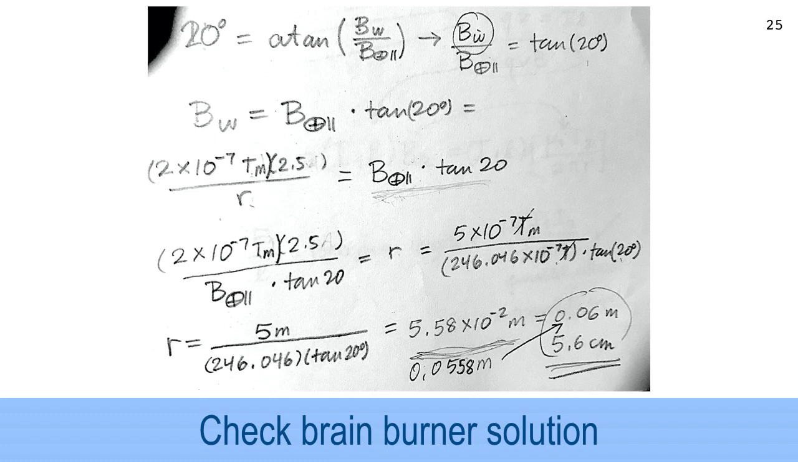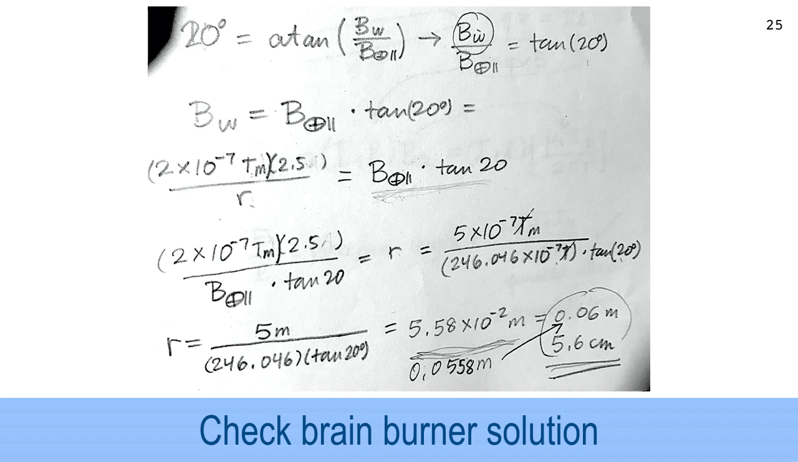Here it is again. Here's that numerator, 5 times 10 to the minus 7 Tesla meters, and then here's some Teslas in the denominator from Earth's magnetic field, and then here's my tangent of 20. So my Tesla cancel right here and here, and I just have meters as my only unit of measurement. That's good because I'm trying to calculate a distance. Now I just do some plug in, and I find that I get 5.58 times 10 to the minus 2 meters.